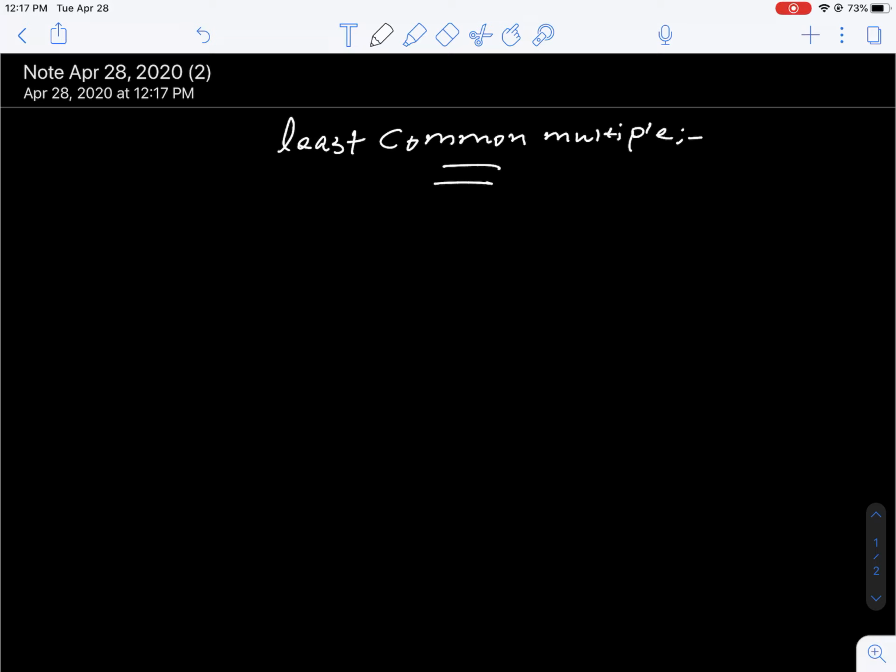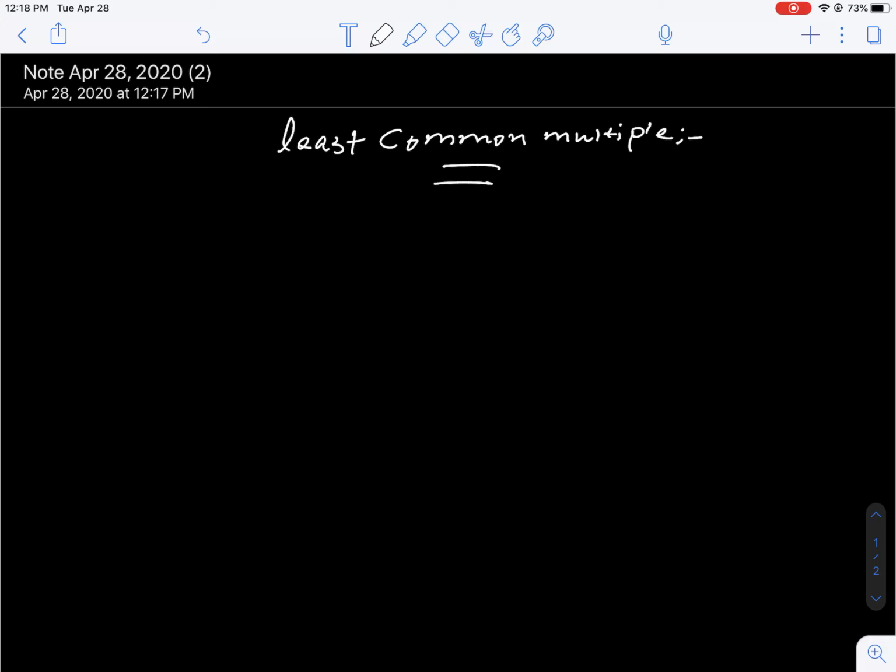Hello students, today we'll learn about least common multiple, how to find least common multiple for two or more numbers. In the previous lesson you learned how to find greatest common factor. Greatest common factor is the greatest number with which we can divide two or more numbers, and it is usually helpful in simplifying ratios.